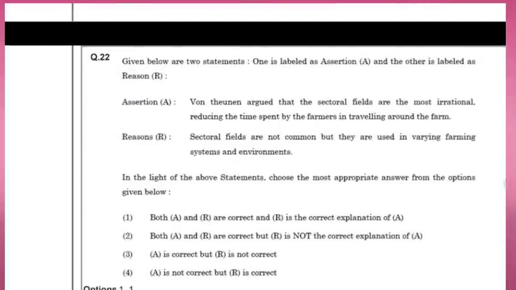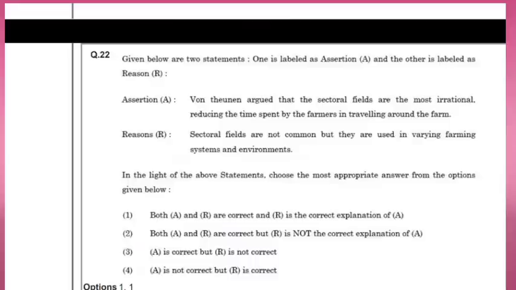And next question, given the assertion and reason: von Thunen's aggregate sectoral fields are the most rational, reducing the time spent by the farmer in traveling around the farm. Reason: sectoral fields are not common, but they are used in varying farming systems and environments. The correct answer is A is not correct, but R is correct. Option 4 is the right answer.